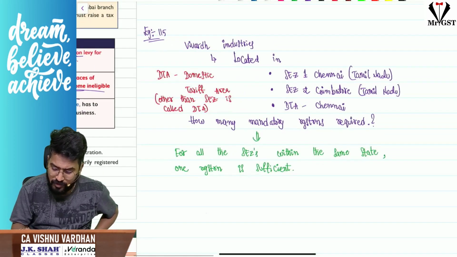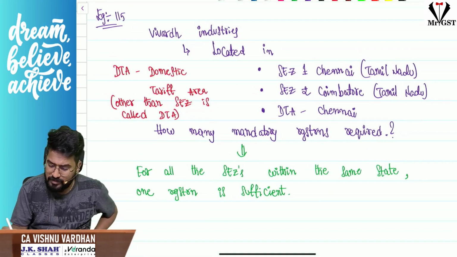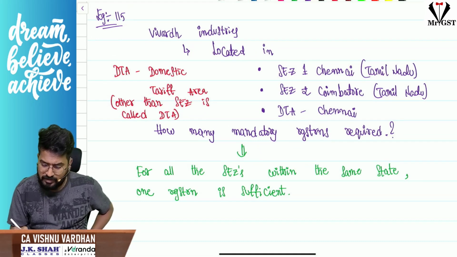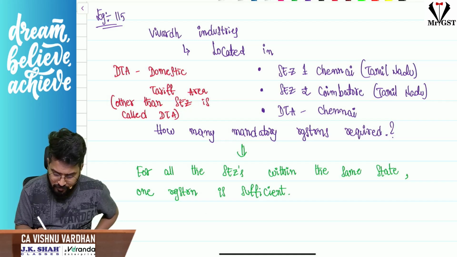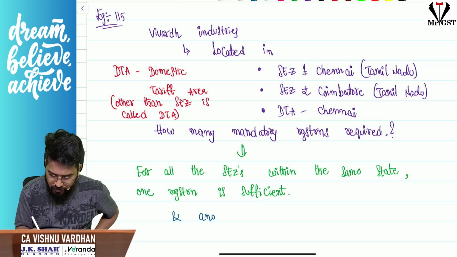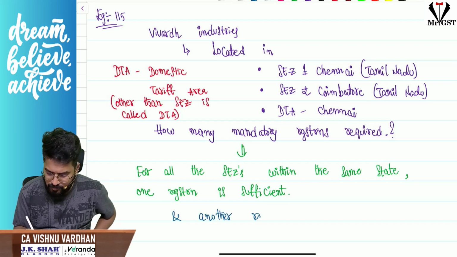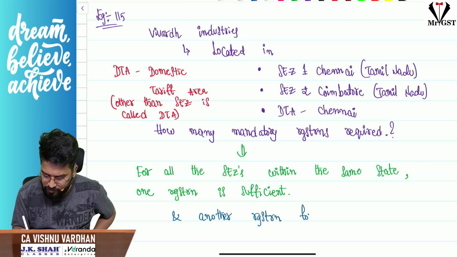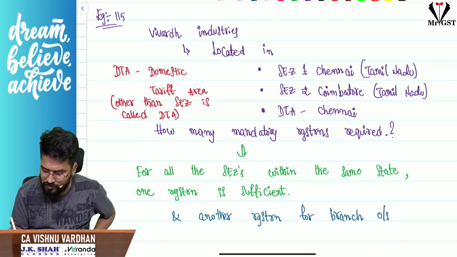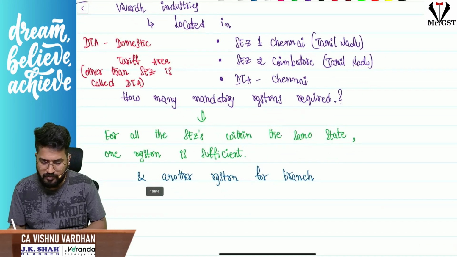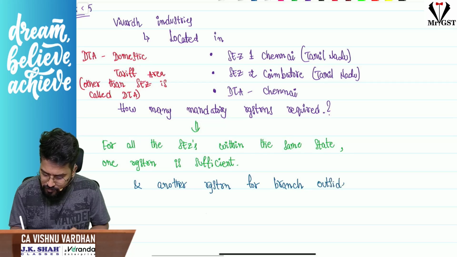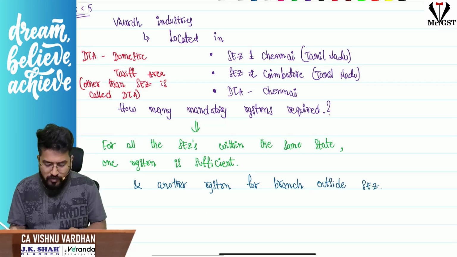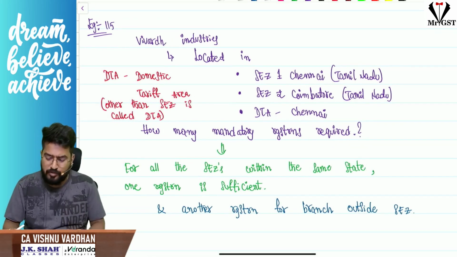Before going to that, I will just show one small point. Here, how many registrations are required now? For all SEZs within the same state, one registration is sufficient, and another registration for a branch outside the SEZ, in the DTA. So that is the answer for this question. Check that properly.